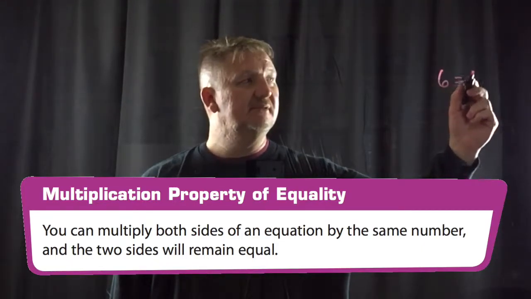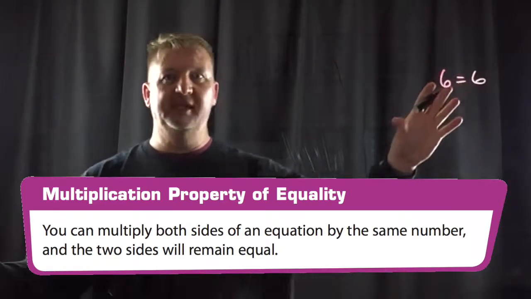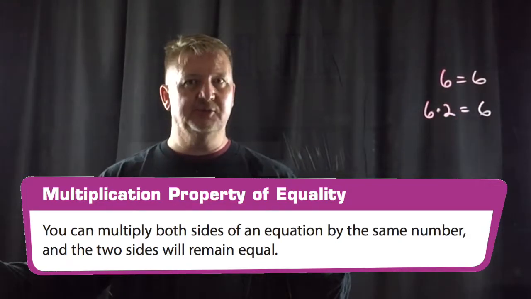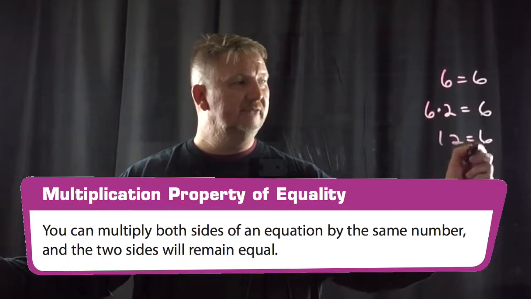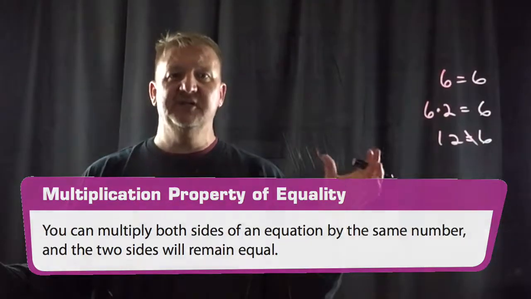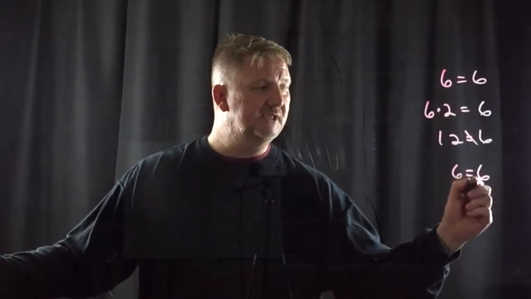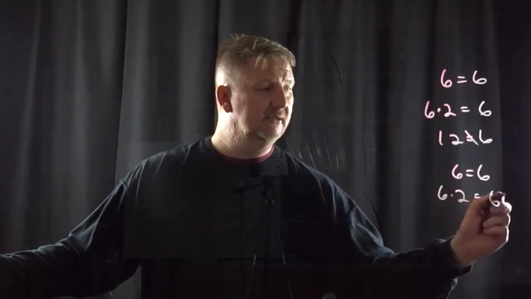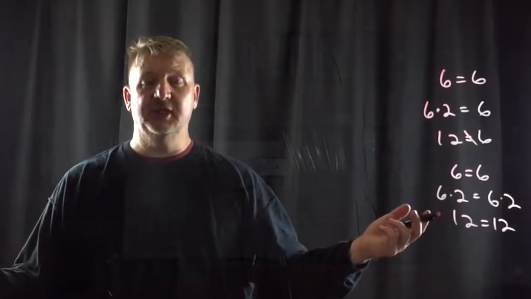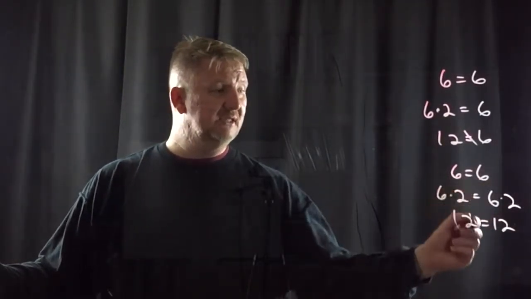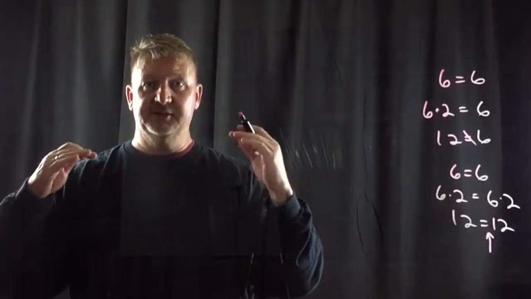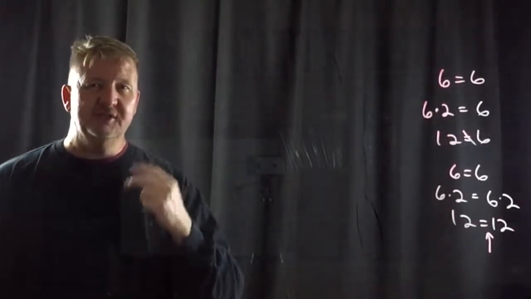If I say 6 equals 6, all right? That is true. But if I multiply 6 times 2, will it still equal 6? 6 times 2 is 12. Does 12 equal 6? No, it does not. So that's why we have to multiply both sides of the equation by the same number. 6 equals 6. If I multiply both sides by 2, I get 12 equals 12. That is a true statement, okay? I multiply both sides. I keep it balanced at the balance point, which is the equal sign. It stays balanced, okay?